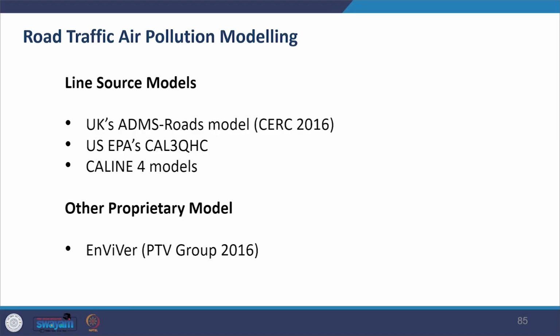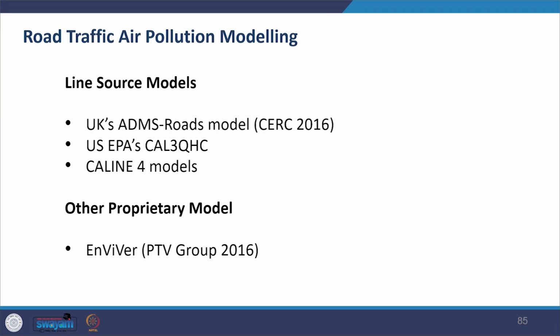So now moving on to road traffic air pollution modeling. For the prediction purpose, as you can reflect, since we're talking about road traffic, a linear source model is used. The prediction is made at the receptor level, so we make the prediction at the receptors in the surrounding areas. A number of models are designed for the purpose of road vehicles.